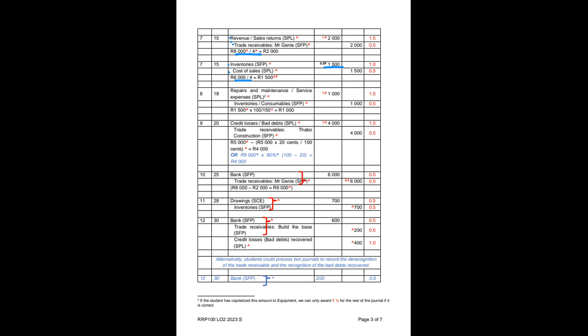Now, I also just want to have a look at the last point that relates to Mr. Genie. This is on page 4 of your question, we're looking at point 10, and there it says Mr. Genie paid the outstanding balance, and we need to look at point 4 and 5 and 7 to figure out what the outstanding balance is. This payment was done on the 25th of January. So let's go and have a look at what we need to do there.